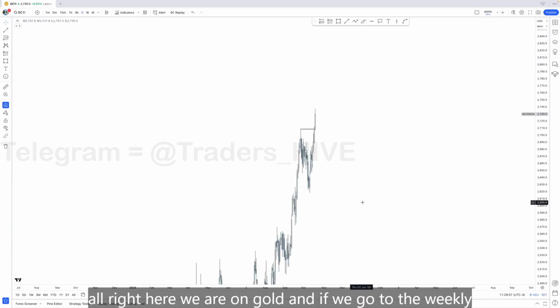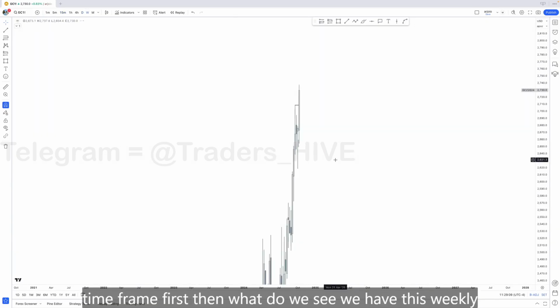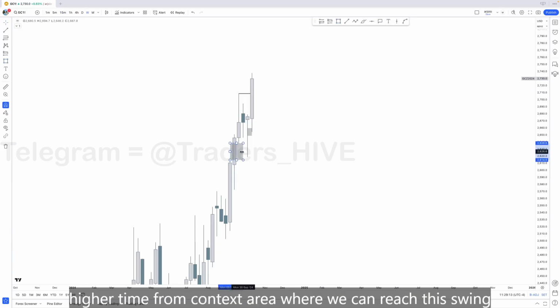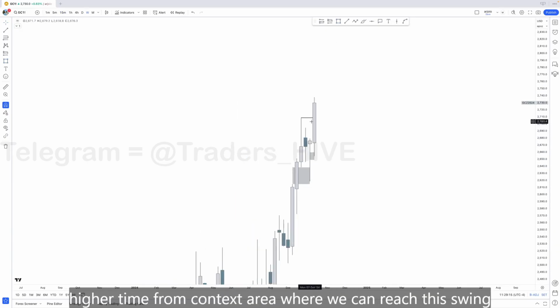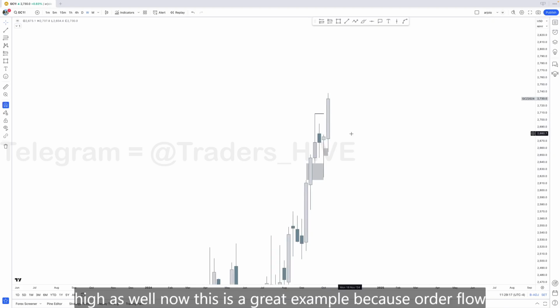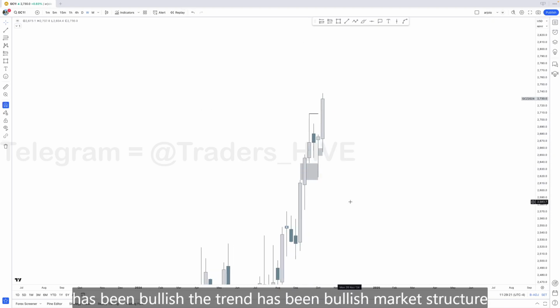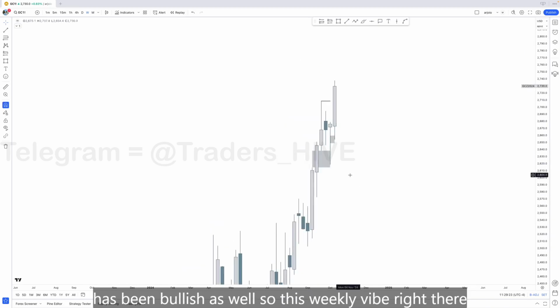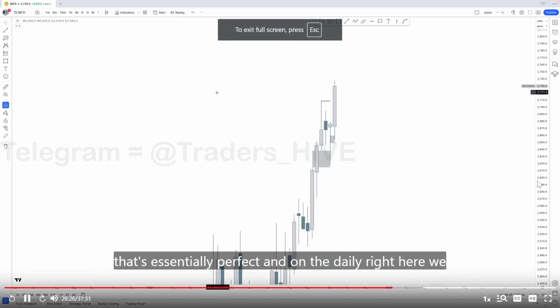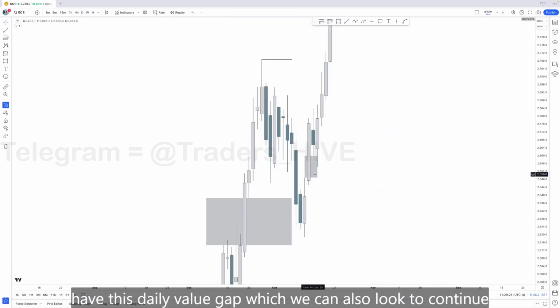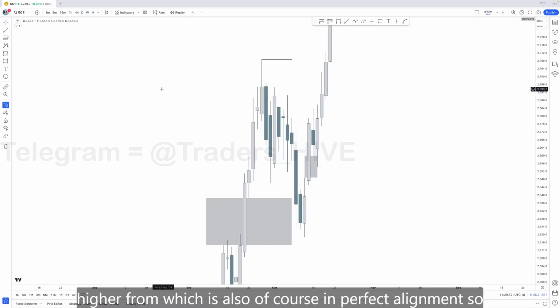All right, here we are on gold. And if we go to the weekly time frame first, then what do we see? We have this weekly higher time frame context area where we can reach this swing high as well. Now, this is a great example because order flow has been bullish, the trend has been bullish, market structure has been bullish as well. So this weekly value gap right there, that's essentially perfect. And on the daily right here, we have this daily value gap, which we can also look to continue higher from, which is also, of course, in perfect alignment.